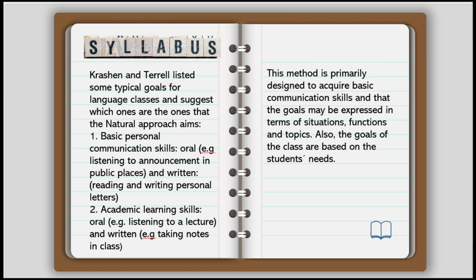On the other part, the academic learning skills are expected by the oral part, for example, to listen closely to a lecture, and by the reading part, to take notes using keywords from the topic to have a better understanding of this. The goal of the class is to rely on the students' needs to improve their communication skills and make them able to express correctly in any topic or situation.